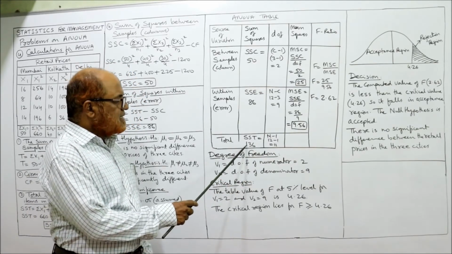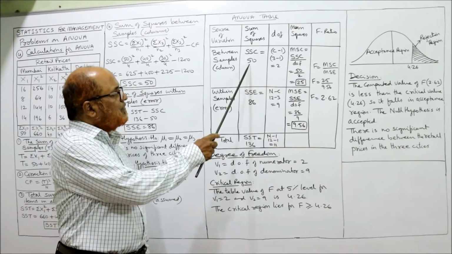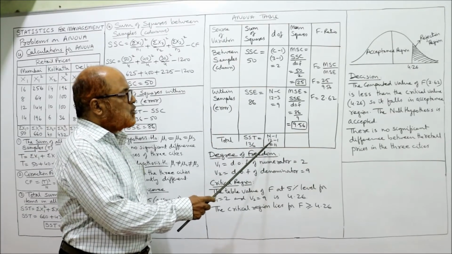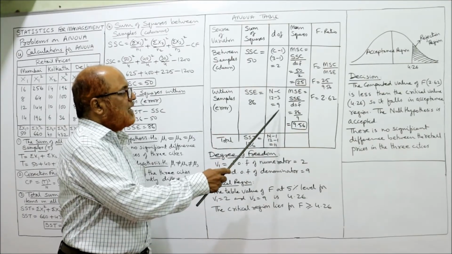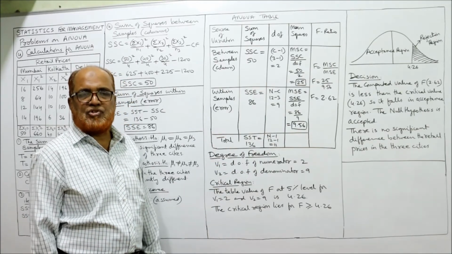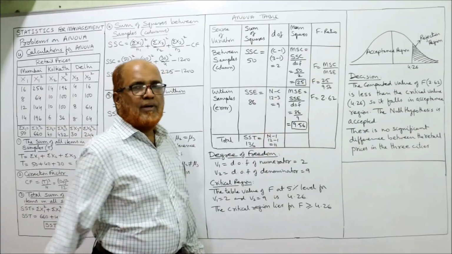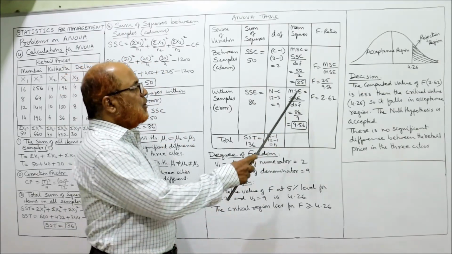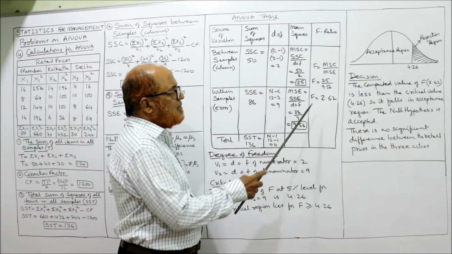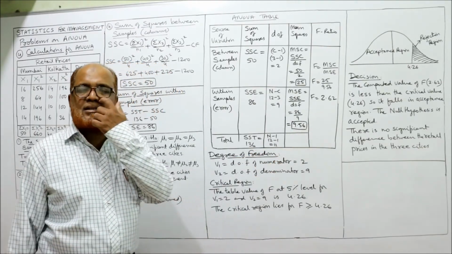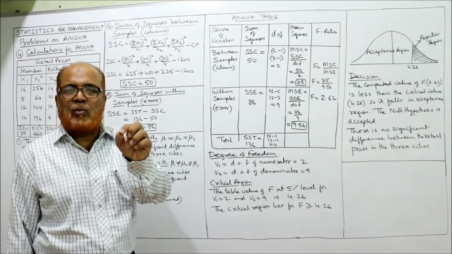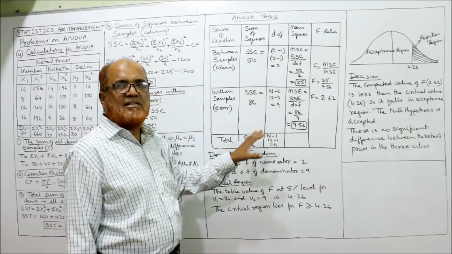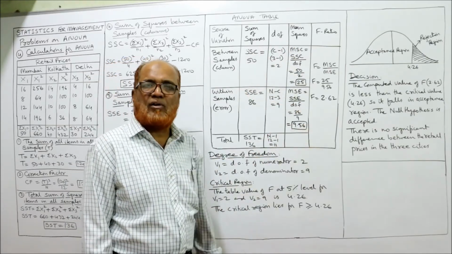The total is SST 136. If you add up 50 plus 86, 136. And N minus 1 is the degree of freedom. 12 minus 1, 11. So 2 plus 9, 11, for our verification. Now, F ratio. F is equal to MSC divided by MSE. So 25 divided by 9.56 will get 2.62. This is the computed value of F. The main purpose of making this table is to find out the computed value of F.